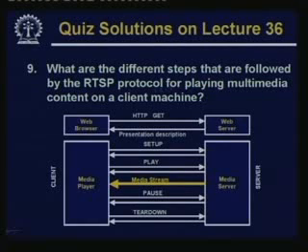What are the different steps that are followed by the RTSP protocol for playing multimedia content on a client machine? Well, this diagram we had seen during our last class. I am just quickly going through it once. In RTSP, before actually starting a session, the web browser sends a request to the web server and gets back the meta file. After getting back the meta file, it is sent to the media player. Now, the media player, after analyzing the meta file, decides to start interaction with the media server.